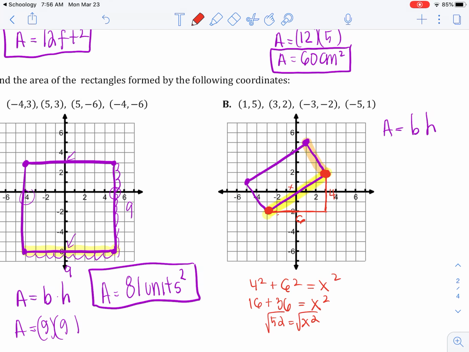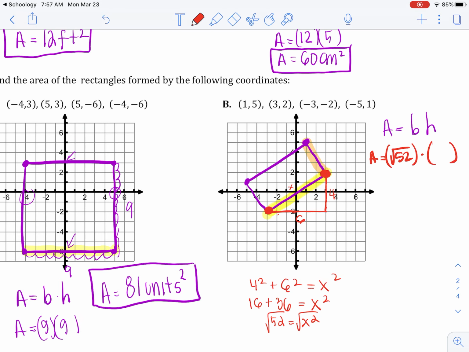Square root both sides. Is the square root of 52 a nice answer? It is not. So I could put it in my calculator and get an ugly decimal, and I could simplify it, but realize I could also hold off and wait. That's what I'm going to do. I'm going to hold off and wait, and I'm just going to say the base is root 52. So area equals square root of 52 for my base times, and now I just need my height.